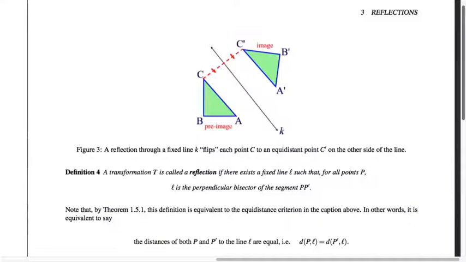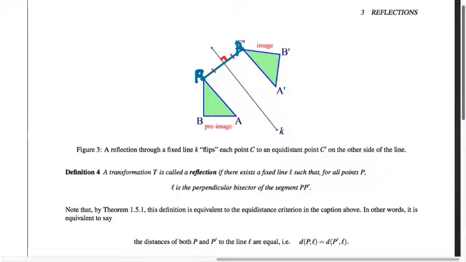A transformation is a reflection if there exists a fixed line, which I'm calling L in the definition, but is called K in this figure up here. If there exists a fixed line that has the property that for every point in the plane P, if I connect P with its image under this transformation, so maybe I'll call this now P instead of C, if I connect P and P prime with a segment, then what we need is we need the mirror to be the perpendicular bisector of that segment. So the congruence marks here stand, but then we also need a right angle to be right there.